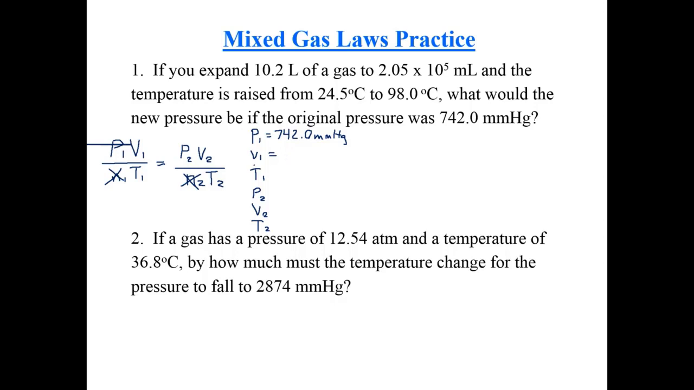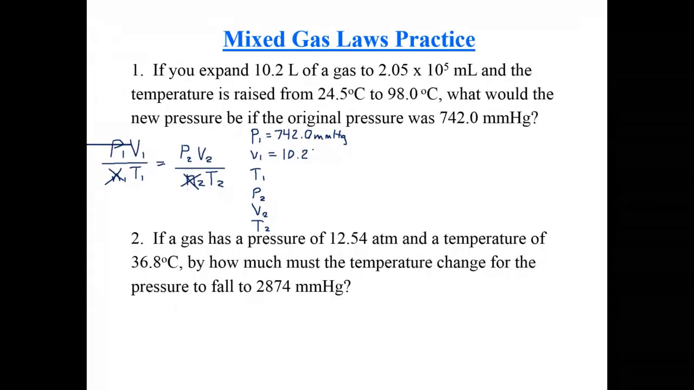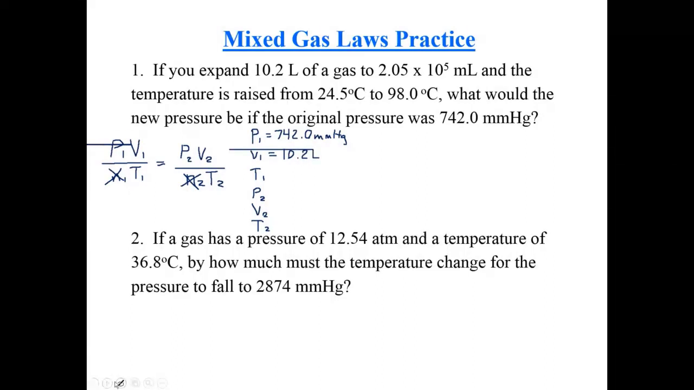All right, now let's look at V1 then. What's the initial volume? 10.2 liters. Okay, 10.2 liters. I'm going to try that again. 10.2 liters. And what's the initial temperature? 24.5. Yeah, 24.5. Very good. Degrees Celsius. And what's the initial pressure?